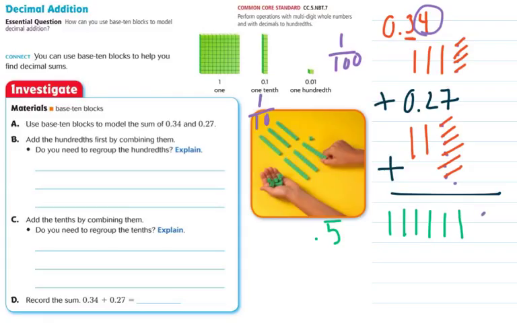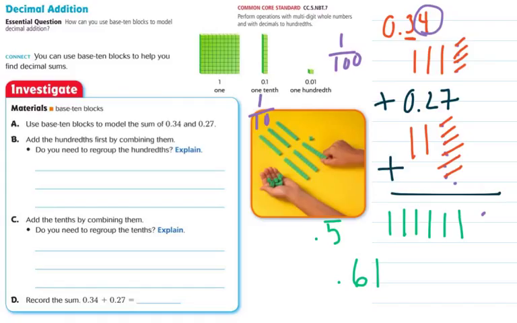So when we added our answer together, we got 1/10, 2/10, 3/10, 4/10, 5/10, 6/10. So we had 6/10, and then we had 1/100 left over. So we got 61/100.